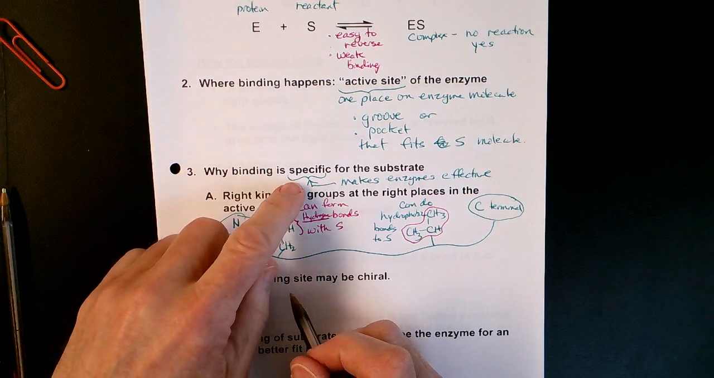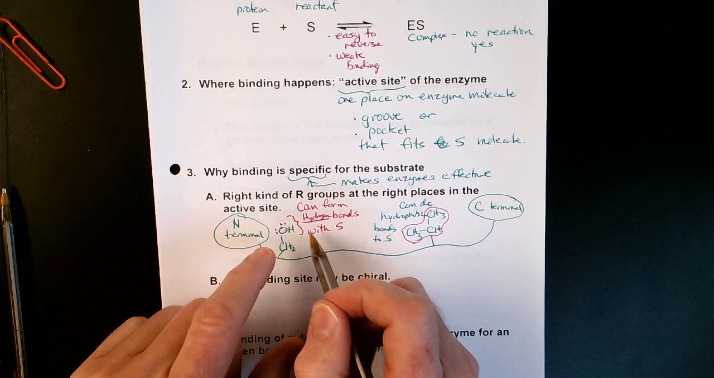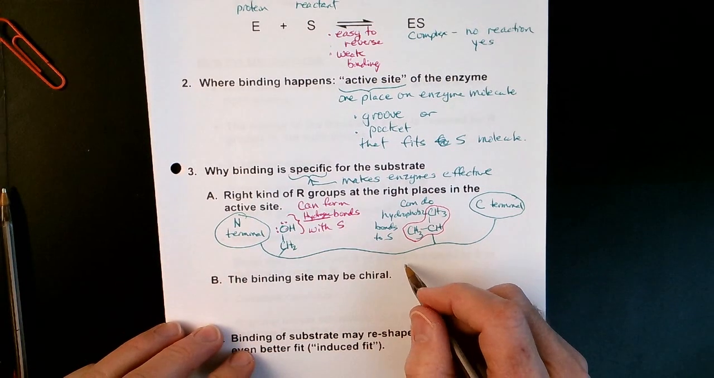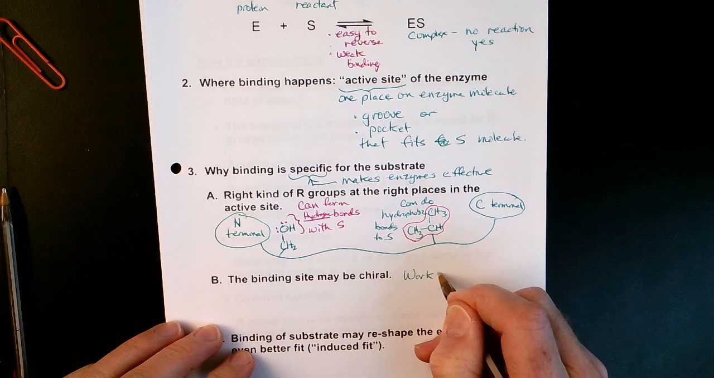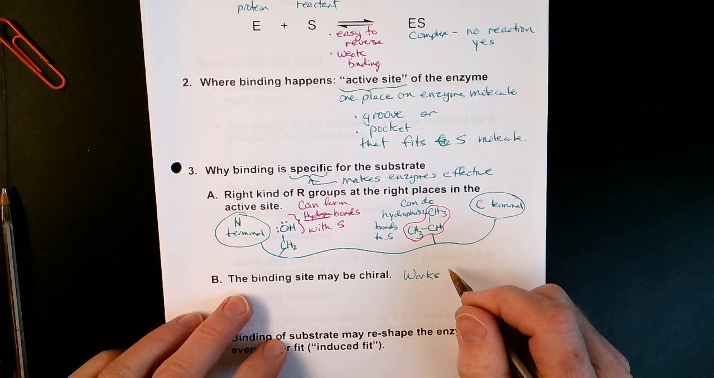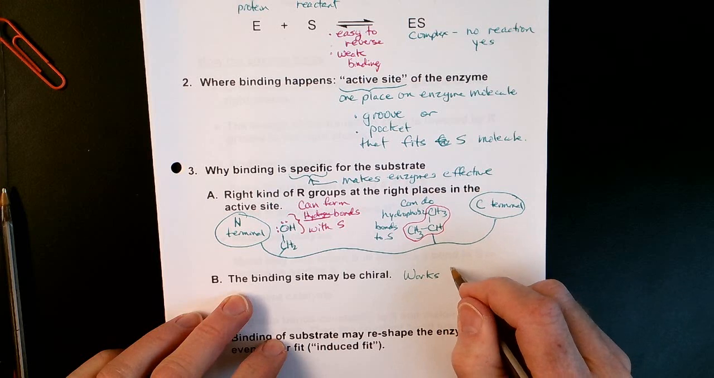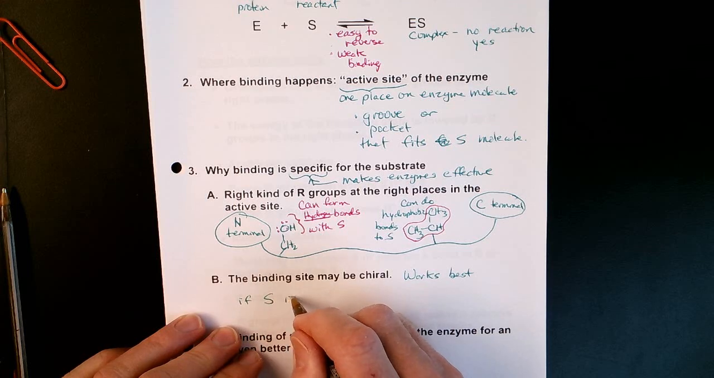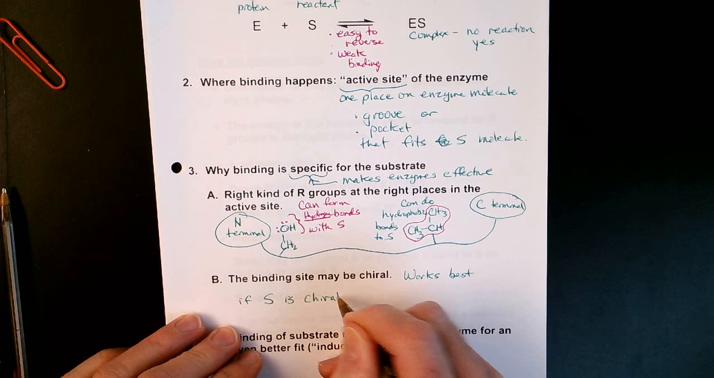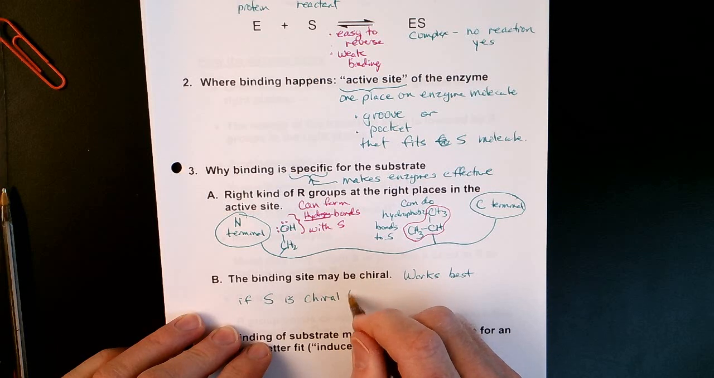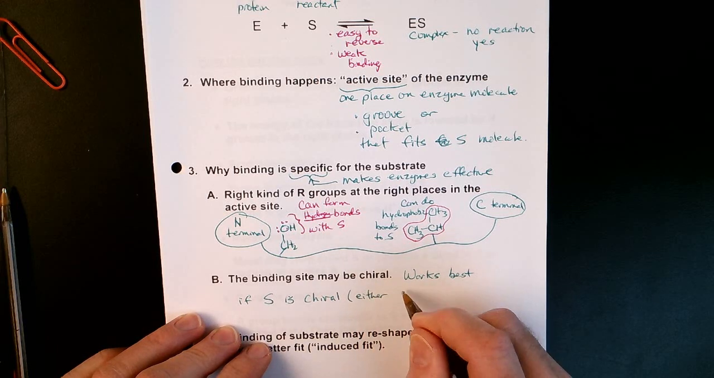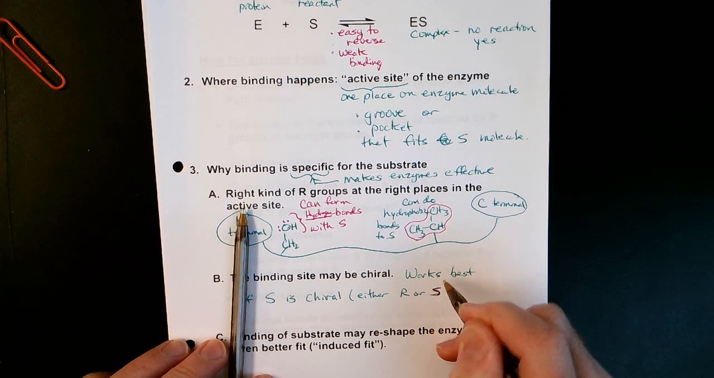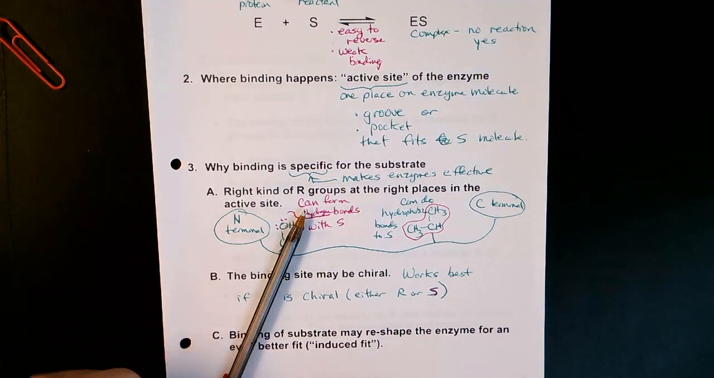So that's one reason you've got specific binding. It will do only certain things in only certain spots. And then there's this bit about three dimensions as best. This specificity, this route to being specific, is something you talk about. It's going to work best if your substrate is chiral. That means either R or S. Now that's absolute configuration, not the substrate molecule.